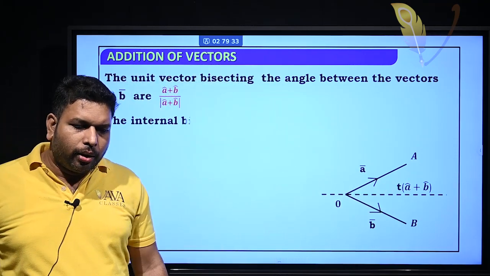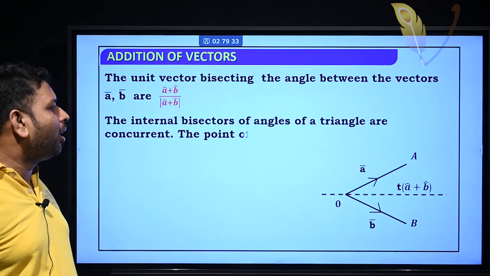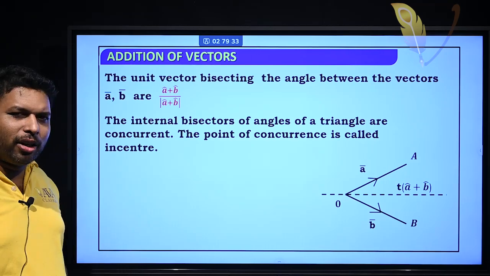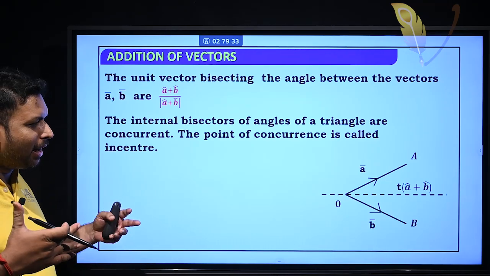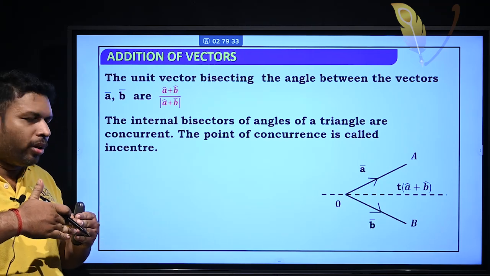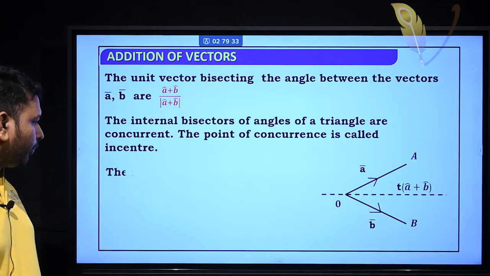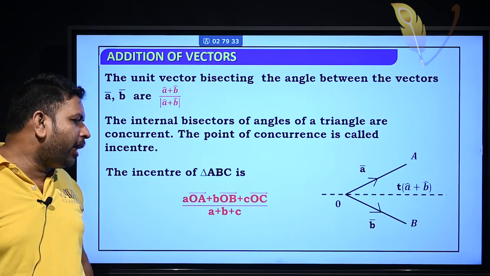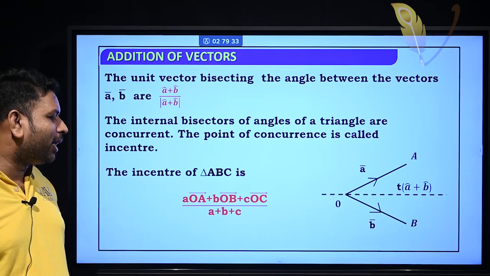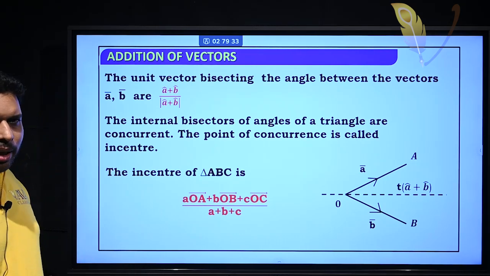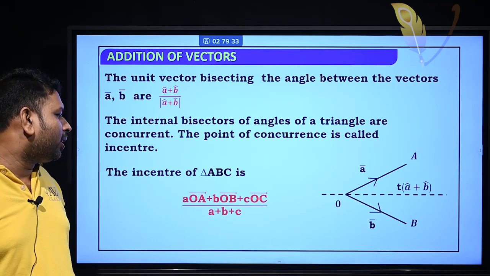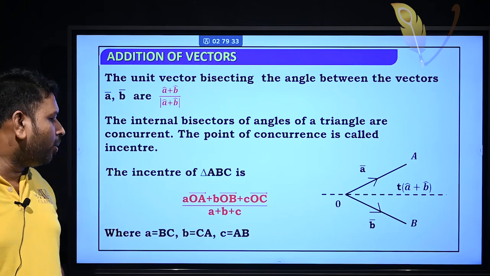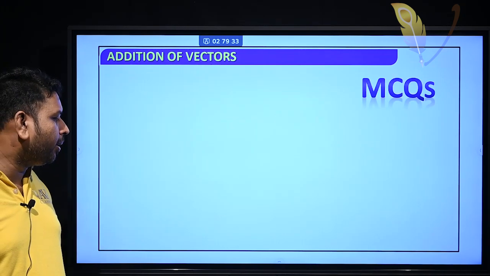Okay. The internal bisectors of a triangle are concurrent, and the point of concurrence is called the incenter. The incenter of triangle ABC is (aOA plus bOB plus cOC) by (a plus b plus c). Okay, in vector algebra it is the incenter formula of triangle ABC, where a equals BC, b equals CA, c equals AB.